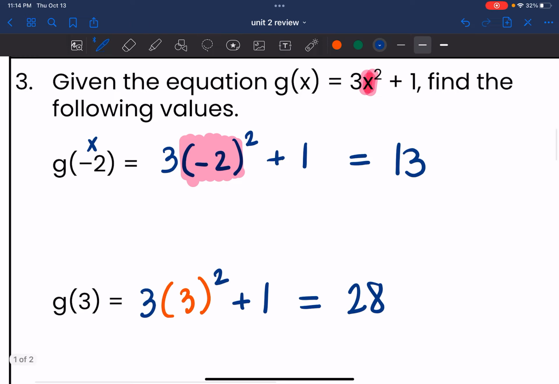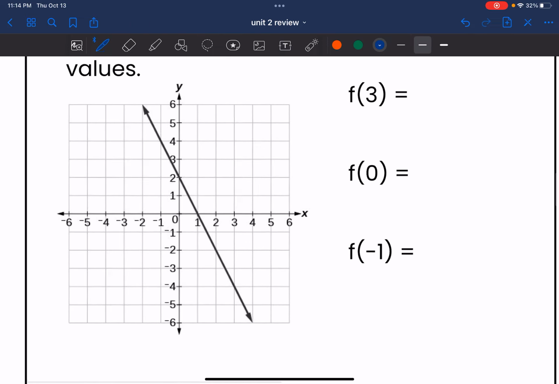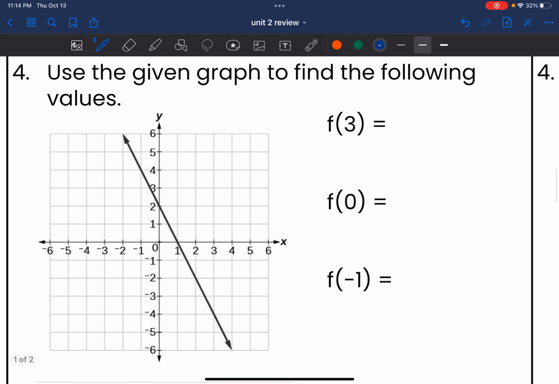Okay, let's look at a next one. So this is also evaluating a function, but this time they don't give you an equation, they give you a graph here. So again, if it's inside parentheses, that makes it our input value. It makes it x. So what you're going to do is you're going to look at your x axis and find the number that they gave us here. So they gave us 3.